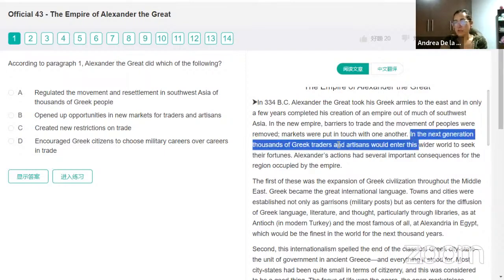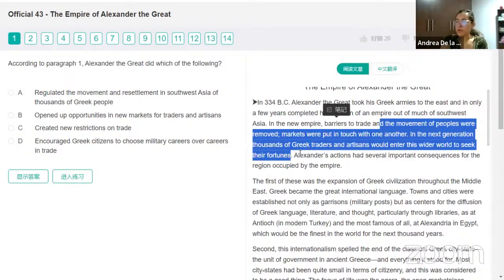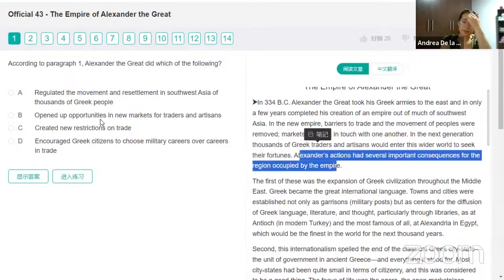Dice, in the next generation, thousands of Greek traders and artisans would enter this wider world to seek their fortunes. ¿No? Entonces dice, so Greek traders and artisans enter this wider world. ¿Cuál era ese wider world? Los mercados, ¿no? Porque dice markets were put in touch with one another to seek their fortunes. Tiene que ser esa la respuesta, ¿verdad? Porque después ya no dicen más. Entonces, leemos otra vez las opciones y habíamos dicho que A no es. La B dice, open up opportunities in new markets for traders and artists. What do you think about that? ¿Será esa?